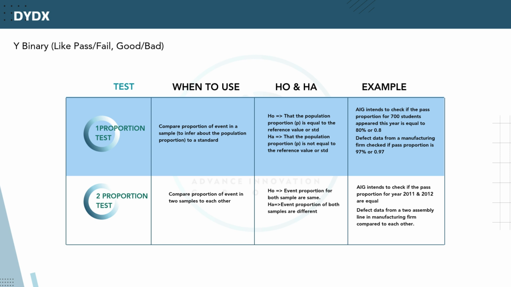Two-proportion test. When to use? Use this test when you're comparing the proportion of an event between two independent groups, like different years, locations, or teams. Hypotheses. H0: the proportions in both groups are the same. H1: the proportions are different. Examples: an AIG compares pass rates for 2011 versus 2012. A manufacturing firm compares defect rates between two assembly lines.